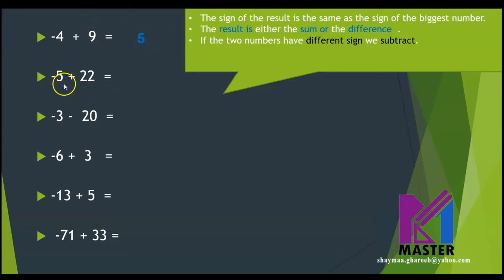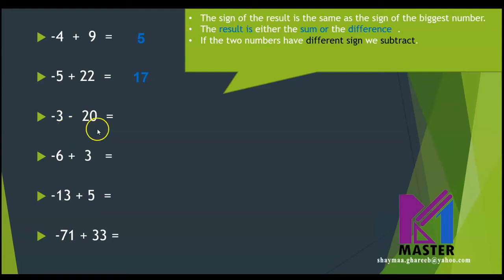What about the second example? I have -5 plus 22. So the biggest number is positive, which is the 22. Then my answer will be positive. Am I going to find the sum or the difference? We said if the two numbers have different signs, we subtract. This number is negative and this number is positive. Then I will subtract. 22 minus 5 is 17. And 17 should be positive because the biggest number is positive.